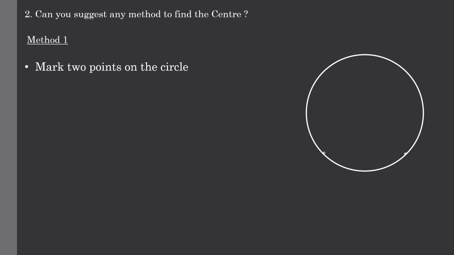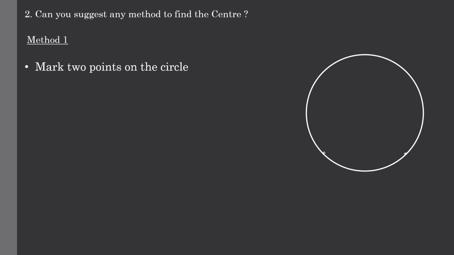Mark 2 points on the circle. You can mark 2 points of your choice, and using those 2 points, can you connect the relation between the center and the 2 points? Yes. The distance from the center to these 2 points must be the same, correct? So, what you have to do next?